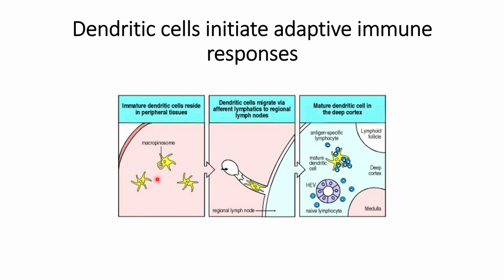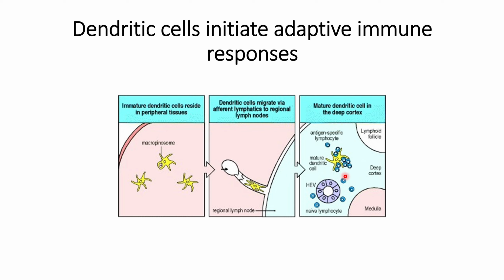and this step is initiated when the macropinosome detects the pathogen. After this, the dendritic cell takes the pathogen from the infected tissue and moves with the help of afferent lymphatic into the regional lymph node, where it becomes from an immature to a mature dendritic cell, or we can say antigen presenting cell.